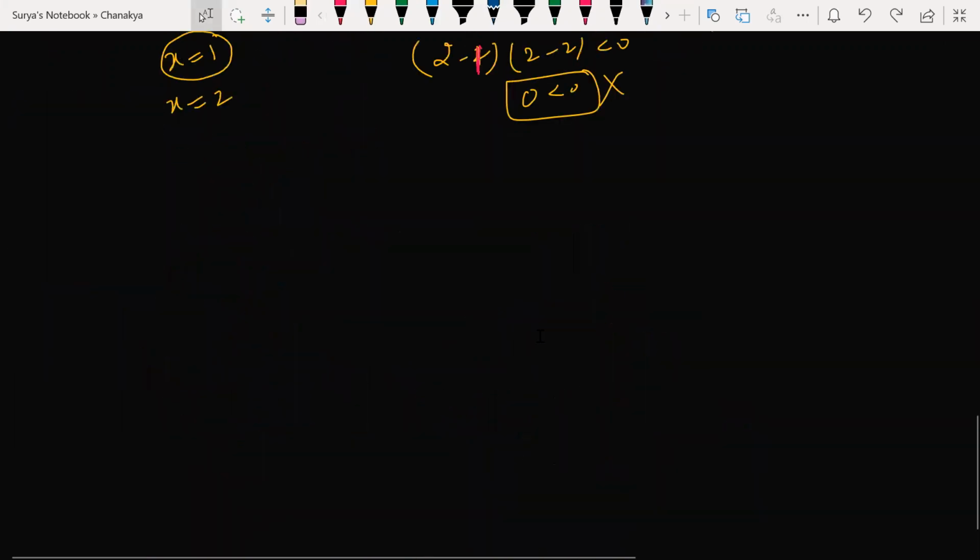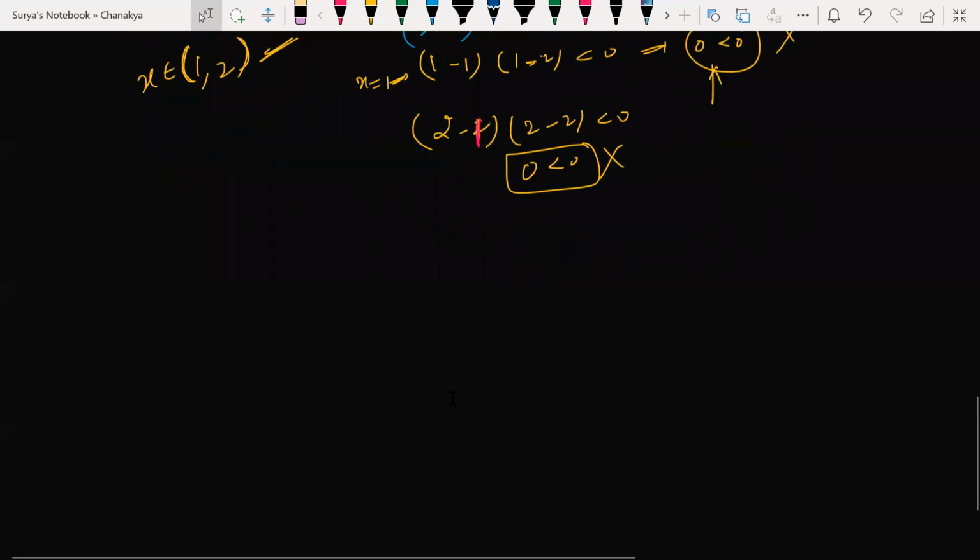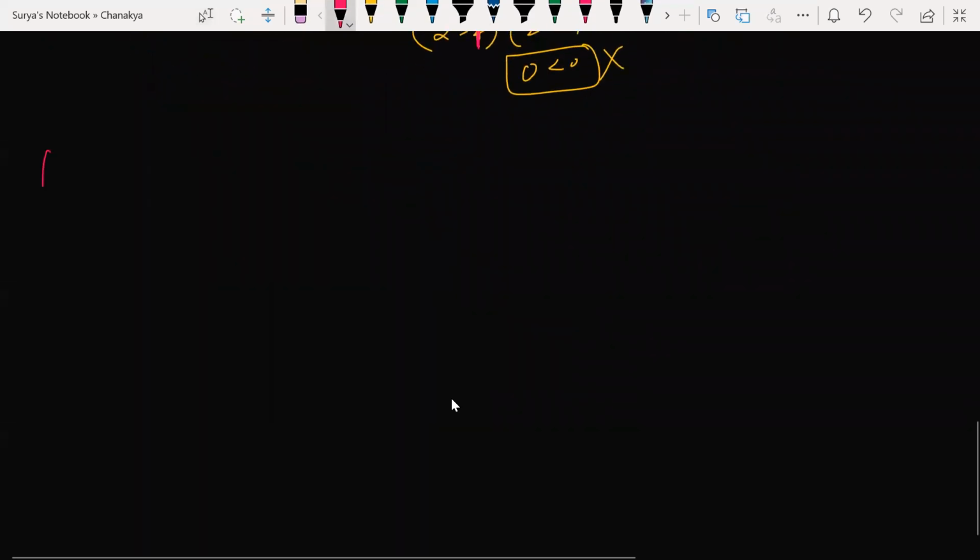Look at this, we will solve one more question. The final solution is what? x belongs to the open interval 1 comma 2 is my final solution. All right, the next.